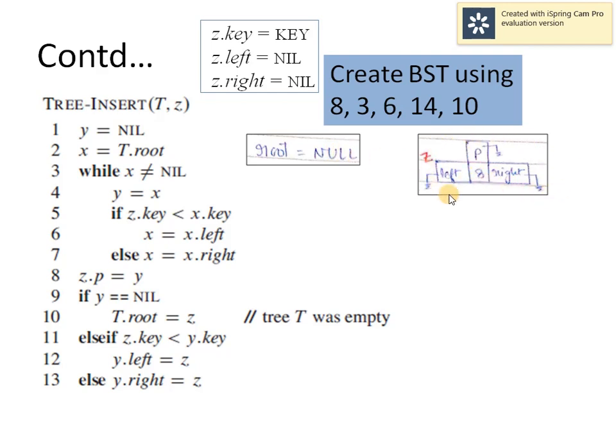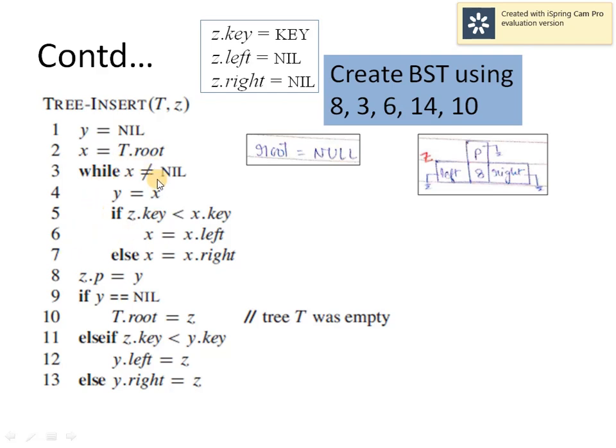So definitely we will have a node structure something like this. It has a data part which is initialized to 8. It has a parent pointer which is initialized to null right now. Left is also equal to null, and right is also equal to null. Okay, so now when we call this procedure, we will put y equal to null, and then we will put x equal to t dot root.